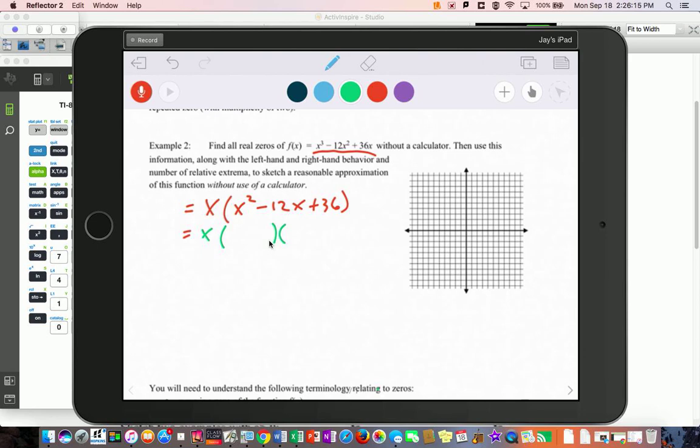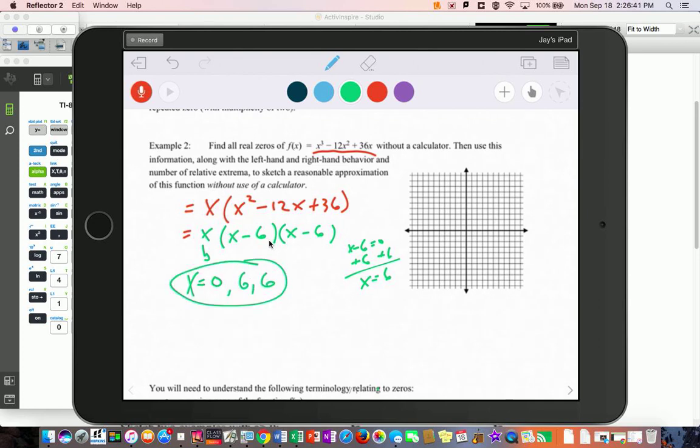And then this would factor the quadratic. We could go x and x minus 6. So I have answers that are 0. This is just 0. And then when you set x minus 6 equal to 0 and you add 6 to both sides, I get a 6 and a 6. So this tells me there's a bounce. So if I put the 0 at 0, and I go 1, 2, 3, 4, 5, 6.